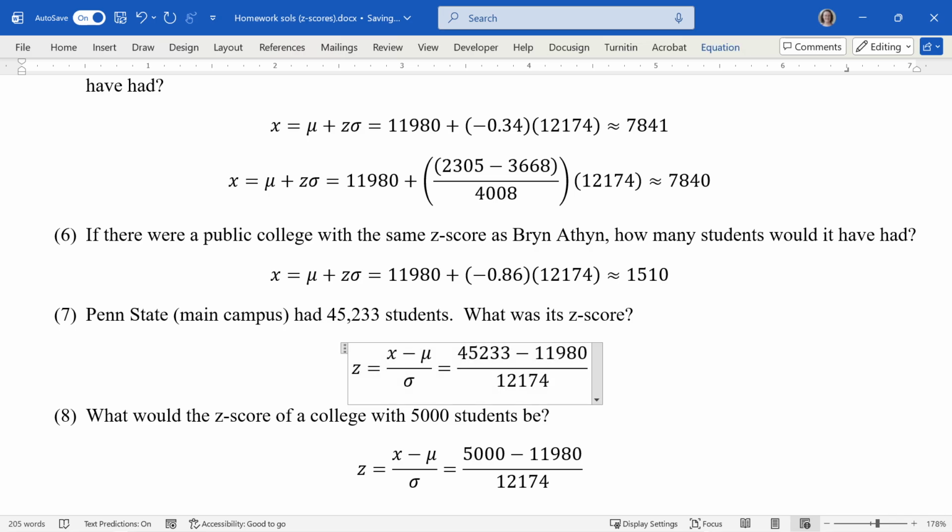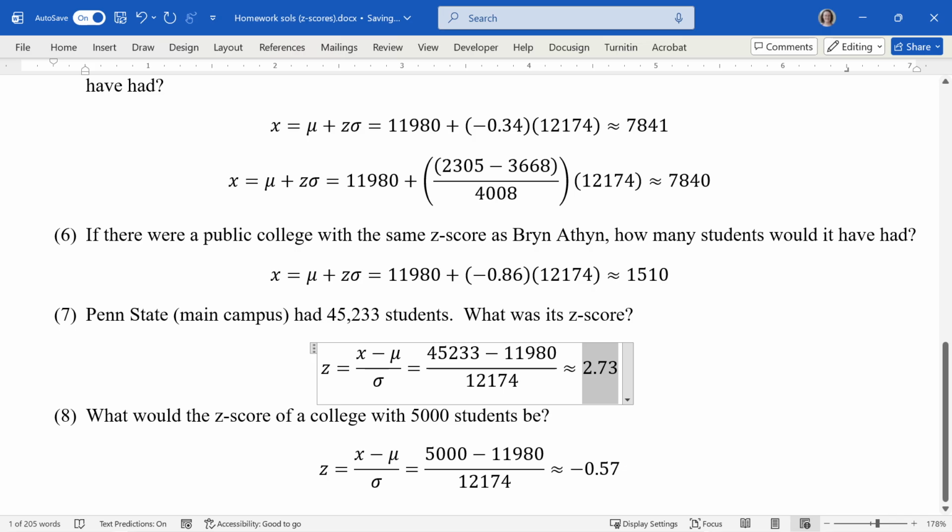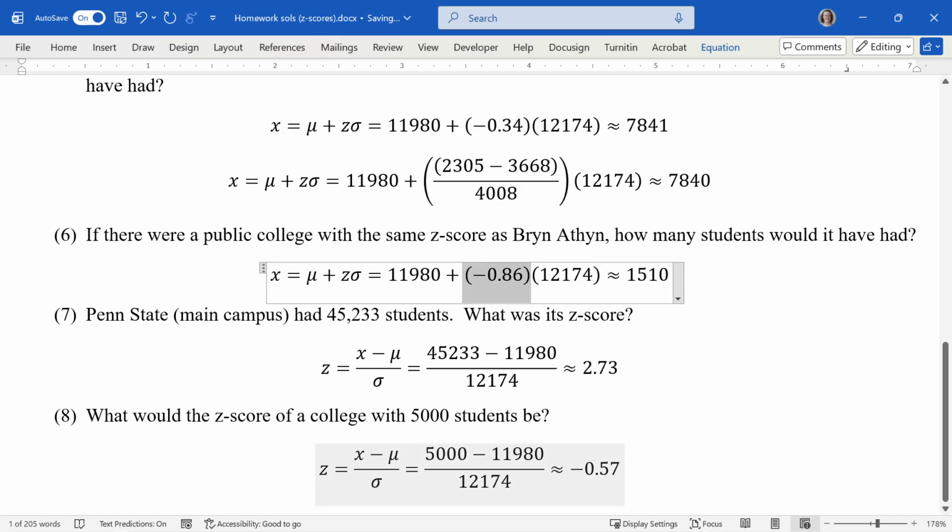All right, let me put these in my calculator. Okay, so here's what I'm getting for both of them. So for Penn State, yep, it was a big positive z-score. And even though this seems like a huge number of students, you see it still wasn't that big of a z-score. It was only between 2 and 3. This is kind of typical from real world data. You almost never see a z-score that's above 3. That would be really extreme. And then for the 5,000, the z was between the one for SU and the one for Bryn Athyn, as we knew that it had to be, because 5,000 was between the number of students at those two schools.